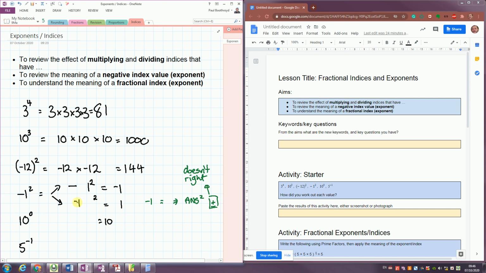So the little reason for that, if you consider your powers, we go down in powers and we've got 1,000, then 100, then 10, and then when we get to 10 to the 0, well, we're dividing by 10 each time. So this is going to be 1.